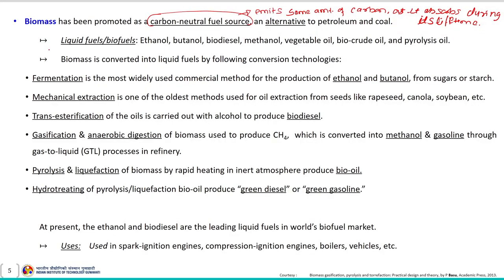The biomass is processed to produce the liquid fuel, which is widely known as biofuels, such as ethanol, butanol, biodiesel, methanol, vegetable oil, biocrude oil, and pyrolysis oil. The biomass is converted into these liquid fuels by various conversion technologies, and some of these technologies are listed here. Fermentation is already a well-established technology for the conversion of sugars into ethanol.